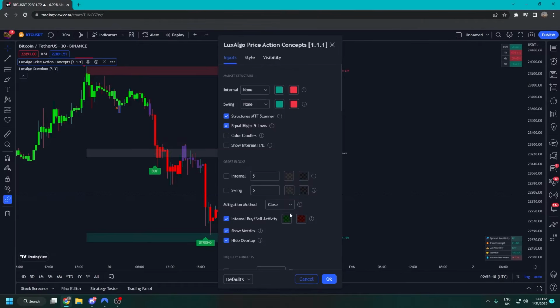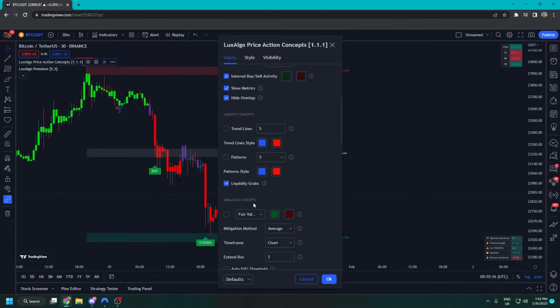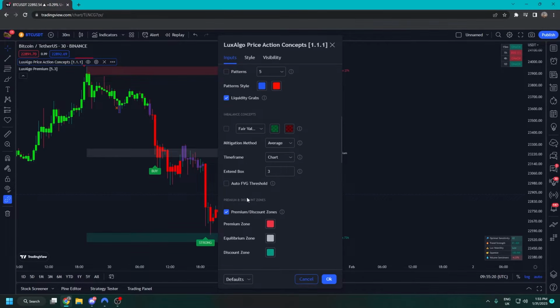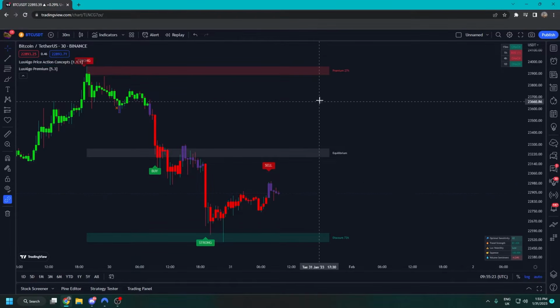So what I've gone ahead and done in the settings is I've gone to internal and I've turned off all the market structures, I've turned off the order blocks, but what I have enabled are liquidity grabs, and I've also enabled premium and discount zones, which are these areas on your chart. And these really help simplify trading for newer traders and even more experienced traders.